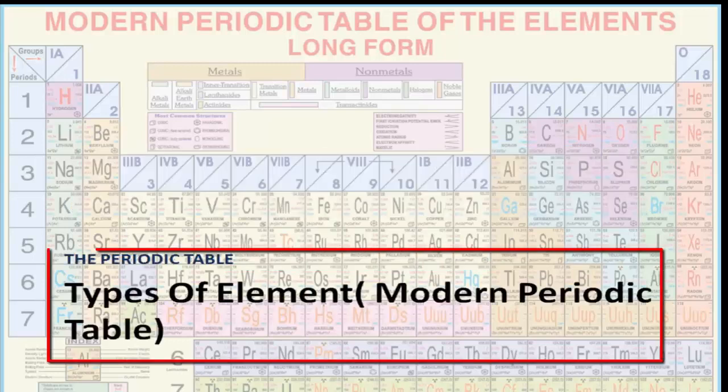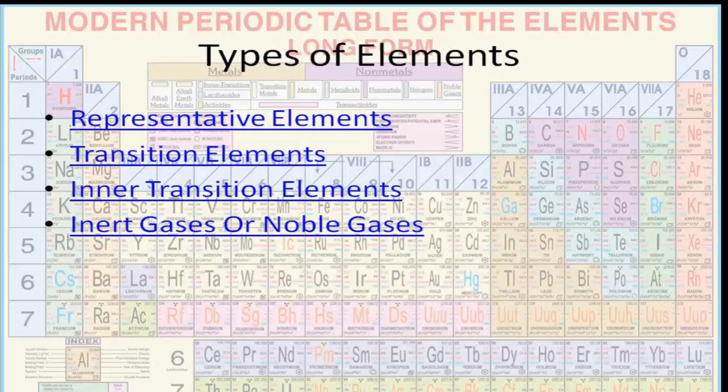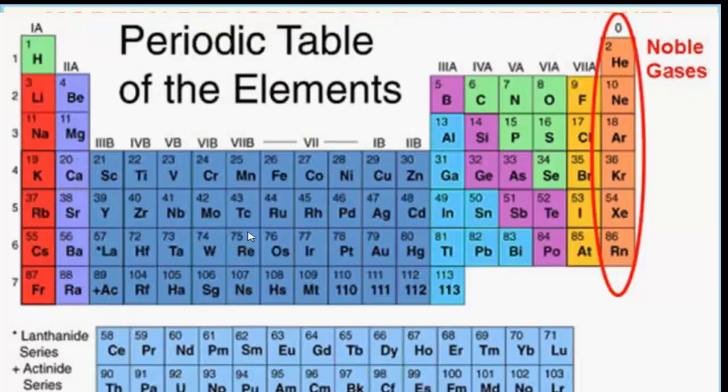Friends, today we are going to start with the very last topic of the types of elements of the modern periodic table. That is, we are starting with the inert gases or the noble gases. Friends, the above three sections have already been discussed and covered in the previous session. Please refer to those videos. Thank you. So let's start with the last session of the types of elements.